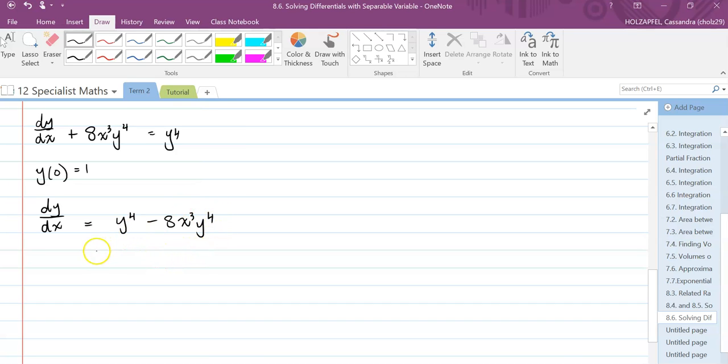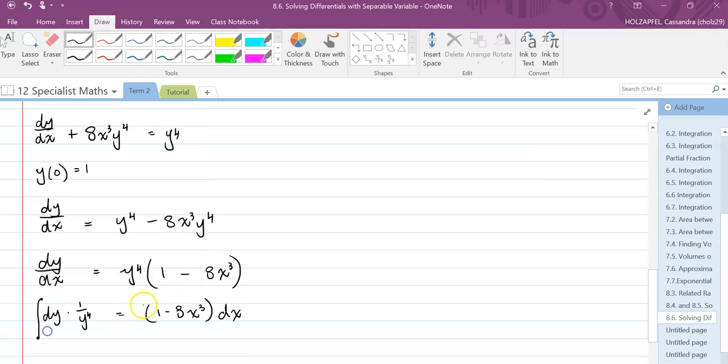And now what we can do is factorize out that y, and then we can separate these equations. That's really the key thing with these, that we have some way, whether through factorizing or some other means, to separate out our y's from our x's. Okay, so now that we've done that, let's rearrange so that our y's are with our y's and our dx's are with our x's.